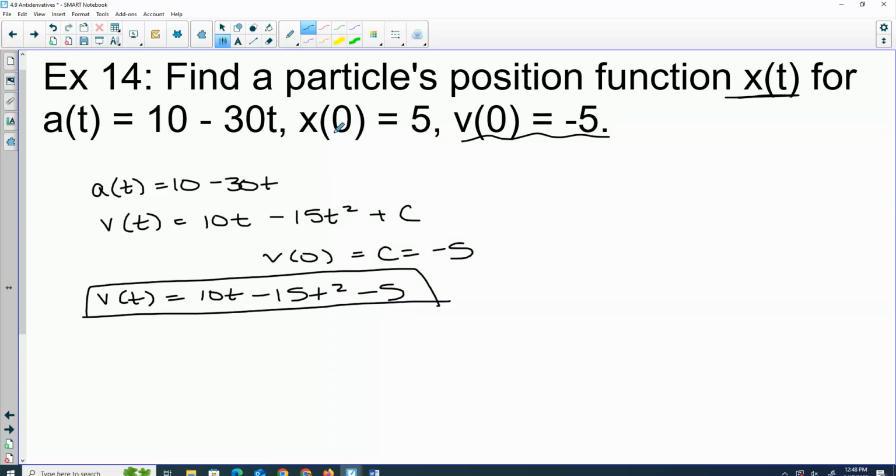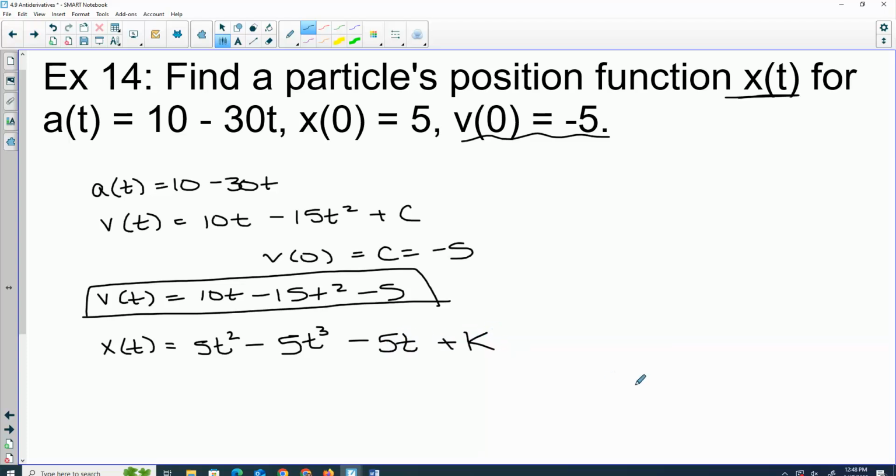What do we have to do? Antiderivative again. The antiderivative of velocity is position. So the antiderivative of 10t, you would make it t squared times a half, so 5t squared. This becomes t cubed, so 15 times 1/3 is 5. Do I confuse you when I do it in one step like that? No. Antiderivative of 5 would be 5t.